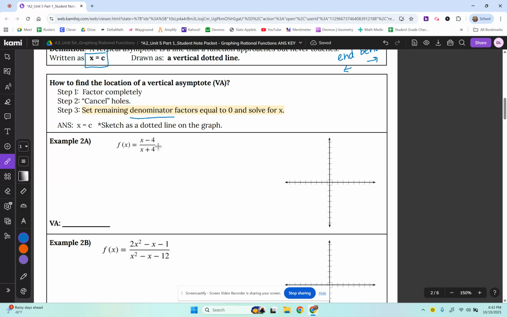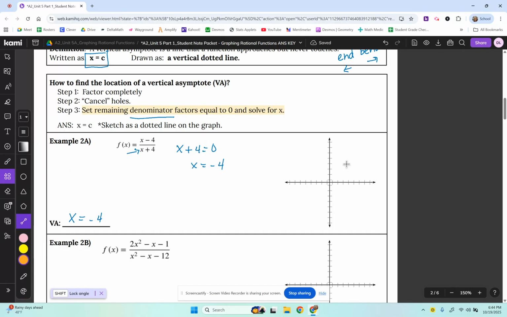Okay, so here's our famous problem A. X minus 4 divided by x plus 4. It is completely factored, so we're good to go there. We do not have any common factors in the numerator and denominator, so we have no holes. So now we're going to take just the denominator, because remember you can't divide by 0, and we're going to set that equal to 0 to find the location of our vertical asymptote. So if x plus 4 equals 0, then x equals negative 4. So my vertical asymptote for this one is at x equals negative 4.